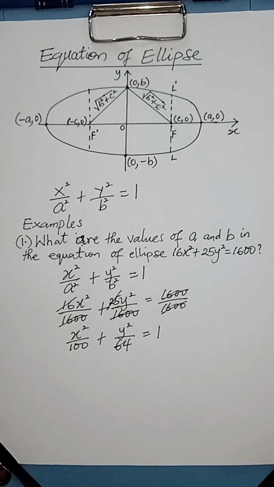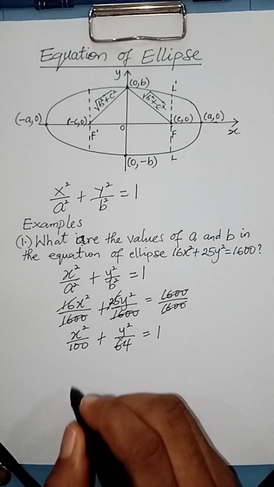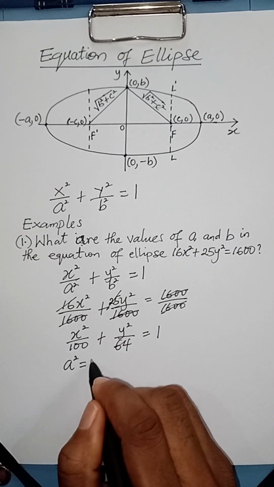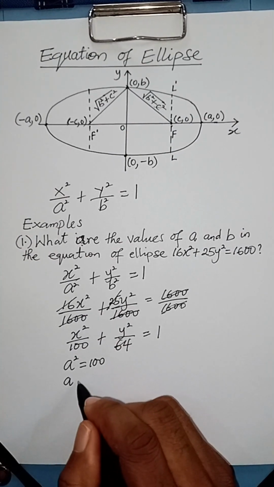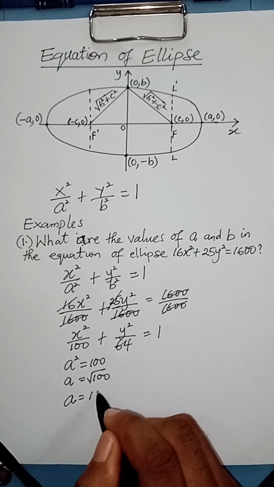Now, once you've done that, you can now find the values of a and b. So if you compare both equations, this is x squared divided by a squared. So the value there, a squared, will be equal to 100. To get a value of a, you look for the square root of 100, and a is equal to 10.